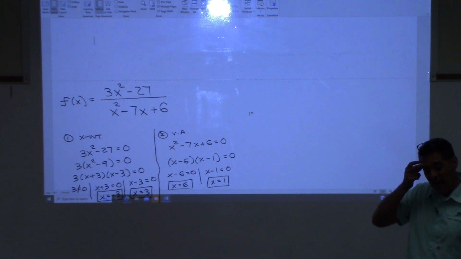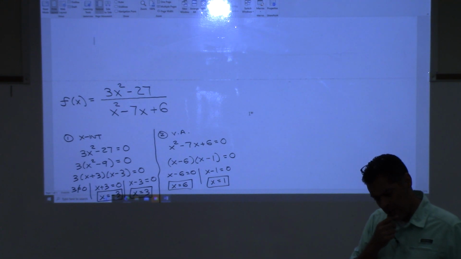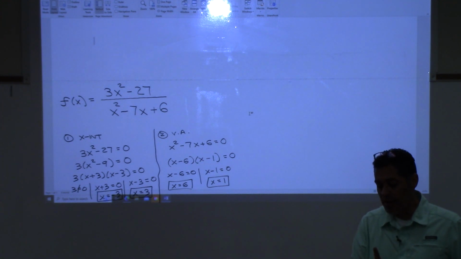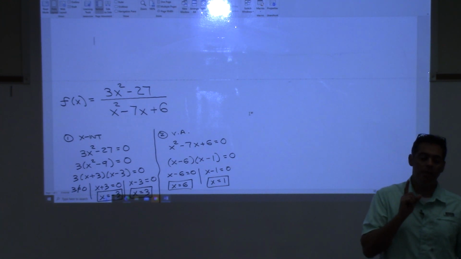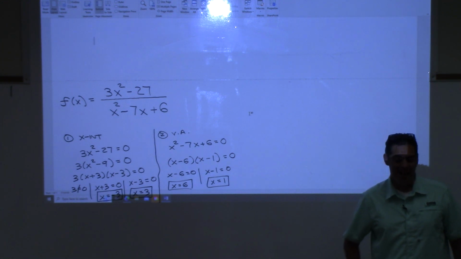You should only have 5 test points. Where are your x-intercepts? How many x-intercepts do you have? How many verticals? 2. So add 1 to that. Oh, you don't count the horizontal. It's only the verticals and x-intercepts. The horizontal you don't count.